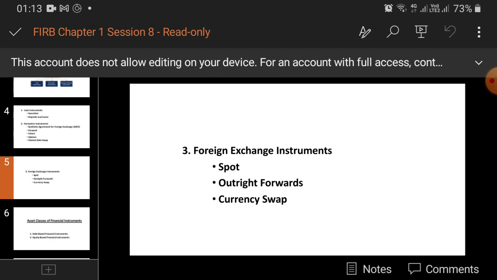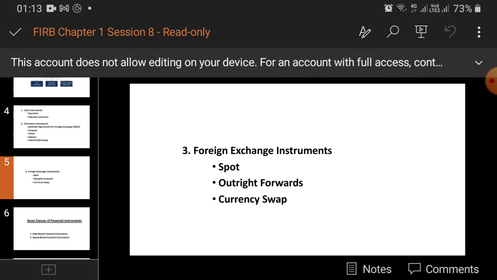Spots represent an agreement in which the actual exchange of currency is no later than the second working day after the original date of the agreement. It is termed spot because the currency exchange is done on the spot, that is the limited time frame.